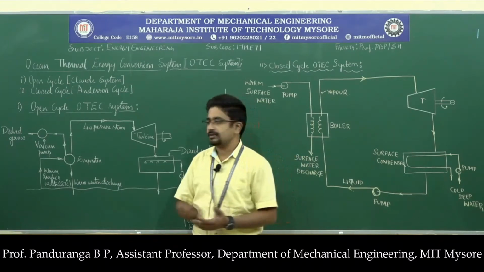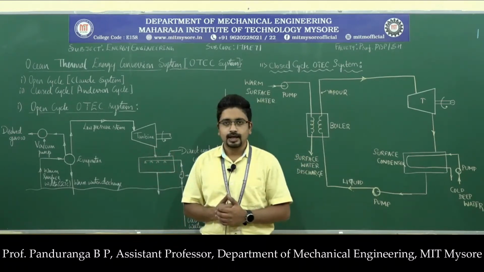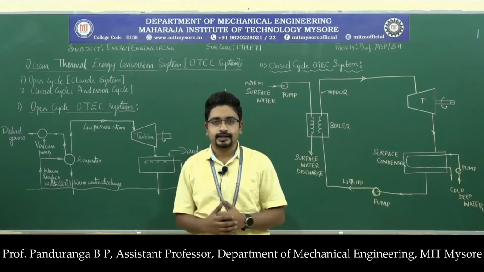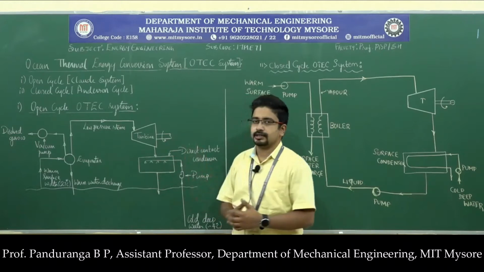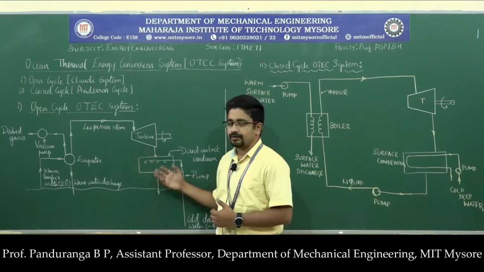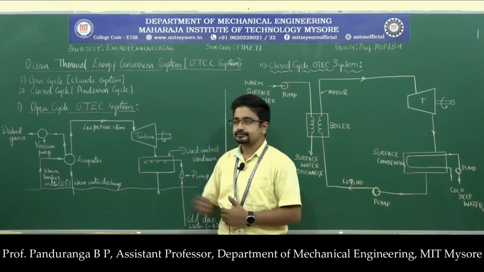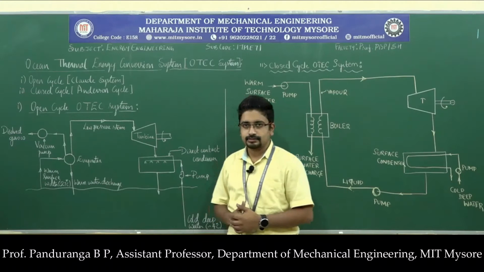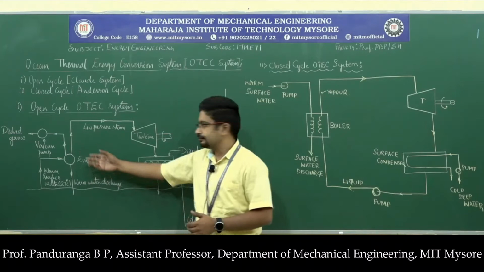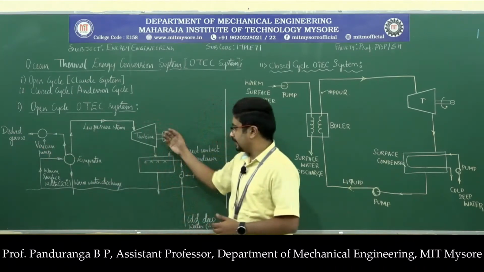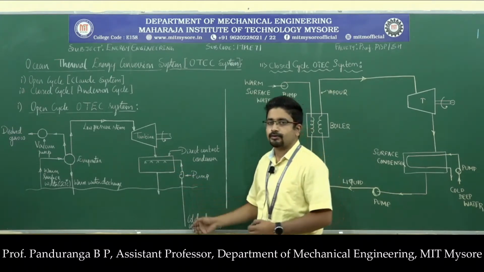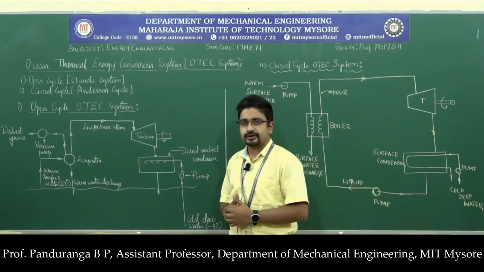That low pressure steam can be passed through a turbine, which converts the thermal energy available in the steam into mechanical energy, and this can be coupled to a generator which produces electricity. In this diagram, we have the block diagram of the open cycle OTEC system. The major components here are the evaporator, vacuum pump, turbine, direct contact condenser and a pump to supply cold water from the depths of the ocean.